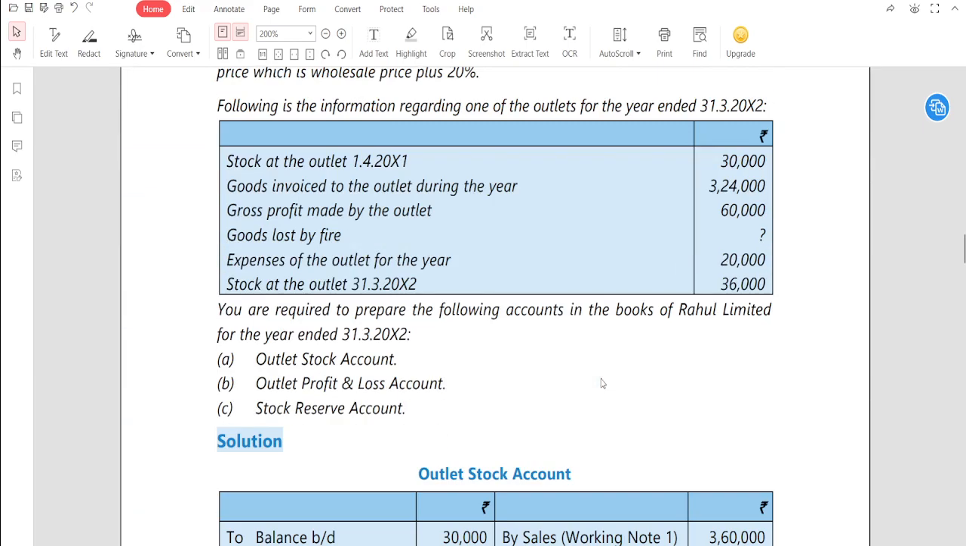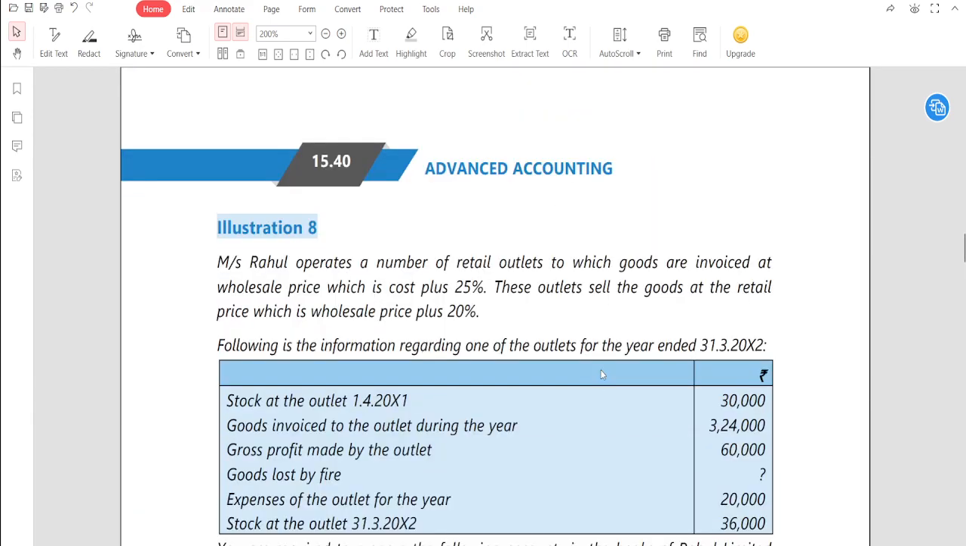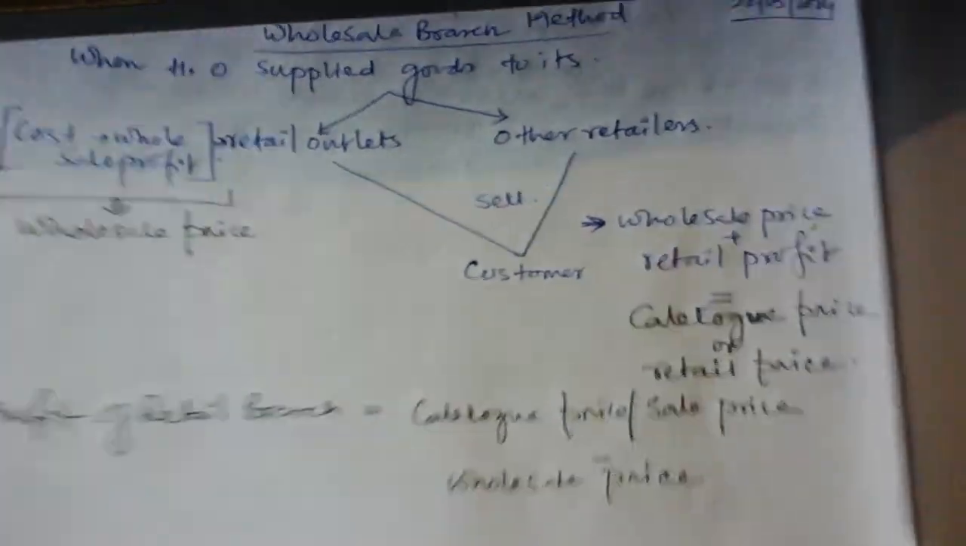Okay, there it is. The sum is given. Before doing the sum, I am going to give you the format so that you can understand how to prepare the branch trading account, branch P&L account and the branch stock reserve account. So I am requesting you to please prepare the format with me. Okay, let's prepare the format once. Bhumi, please prepare the format with me. Yes, I am giving you the formats.